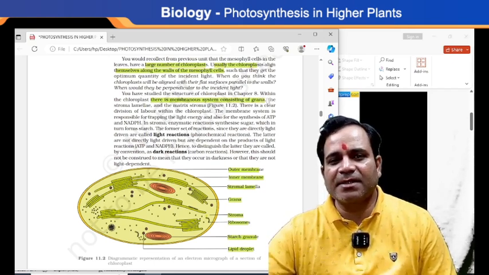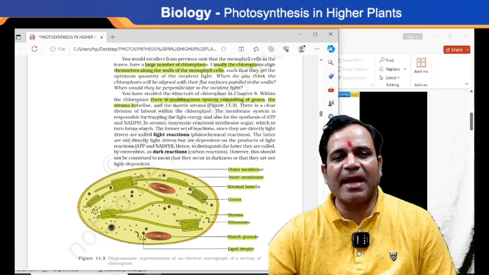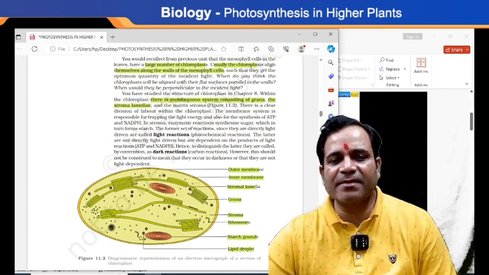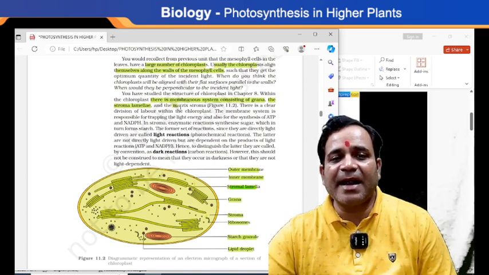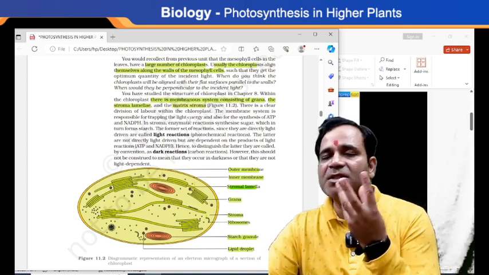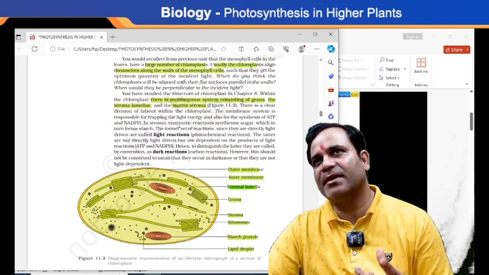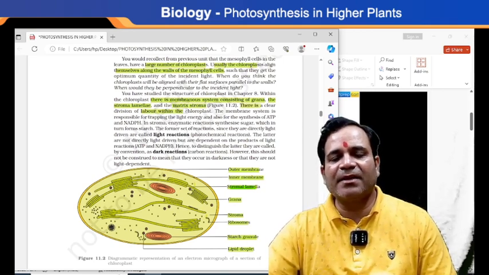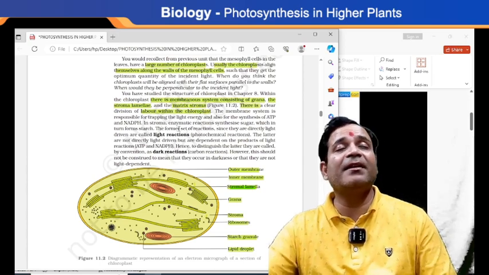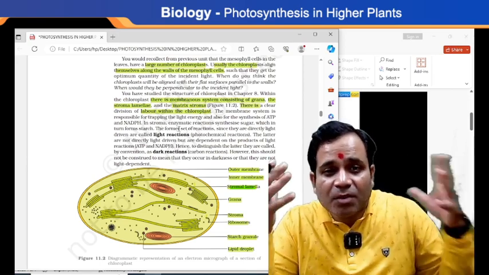And this membranous system has the stroma lamella. See the diagram here: stroma lamella and the matrix of stroma. Matrix is nothing but fluid, my dear. So there is a clear division of labor within the chloroplast. What is the clear division of labor in the chloroplast? This is the question.